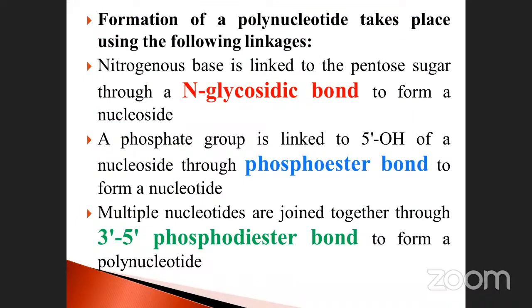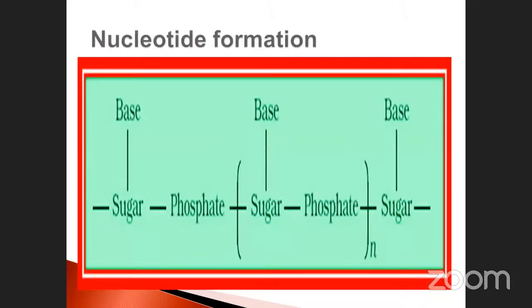Multiple nucleotides are joined together through the 3' 5' phosphodiester bond to form a polynucleotide. Likewise, more than one sugar molecule and more than one nitrogen base are linked here. This is one step: sugar and phosphate, diester bond; sugar and base, glycosidic bond; then again sugar and phosphate, ester bond. Likewise there are so many combinations, and that combination is called polynucleotide formation.